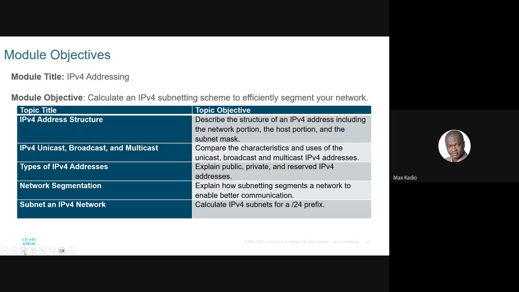So next, in 2 weeks' time, we'll check how numbers are structured: unicast, broadcast, multicast, different types of IPv4 addresses, public addresses, I did explain to you, public, private, and reserved, network segmentation, subnet, how to calculate subnets. This chapter is extremely important. It's the most important in CCNA 1.